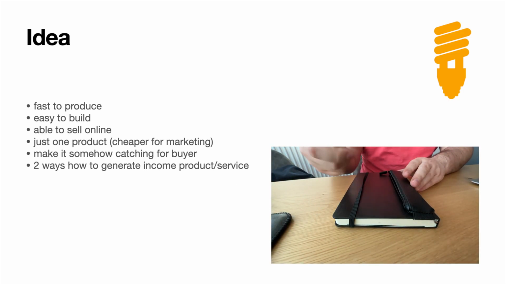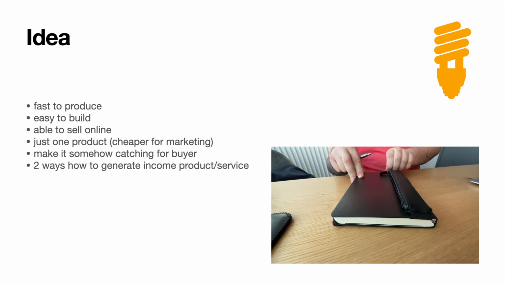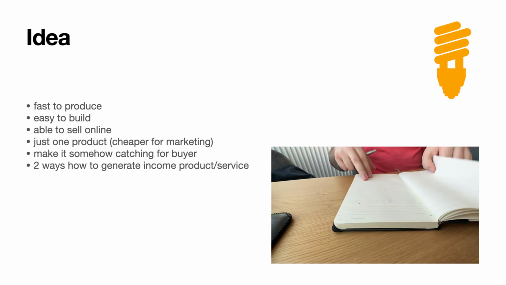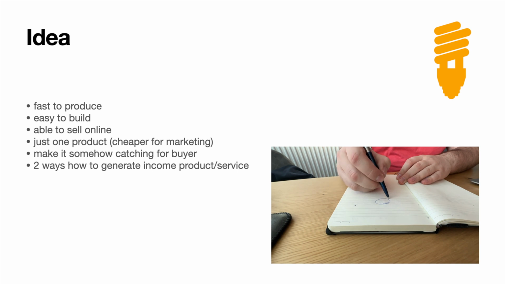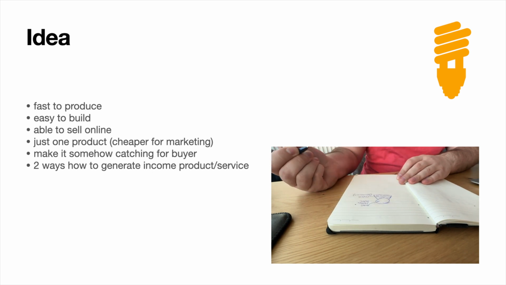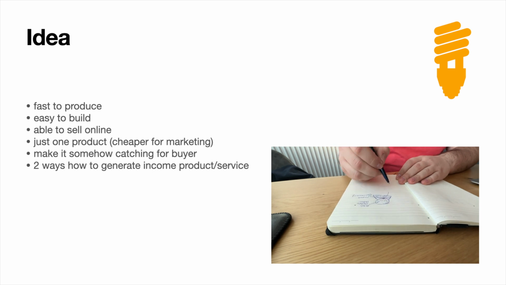We need the product to be quick to produce, easy to build, have the ability to sell online, since we don't want to deal with a fixed store budget. We only want one product, cheaper for marketing. It has to have something to attract the potential buyer, and ideally two sales options. A service and a physical product.